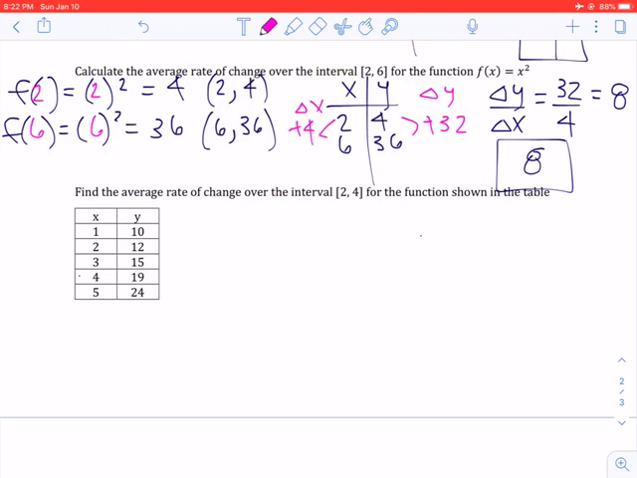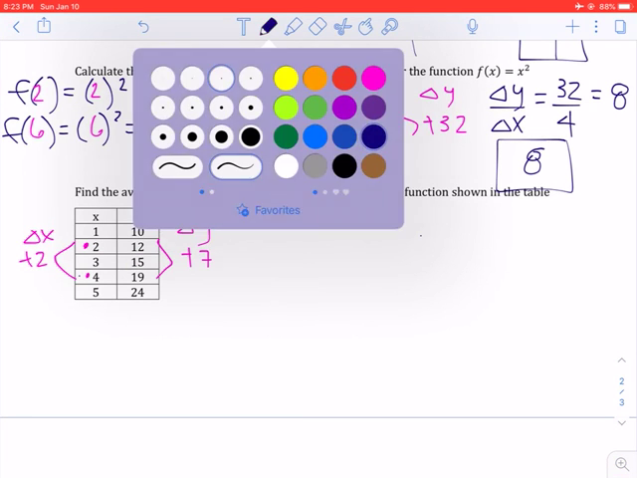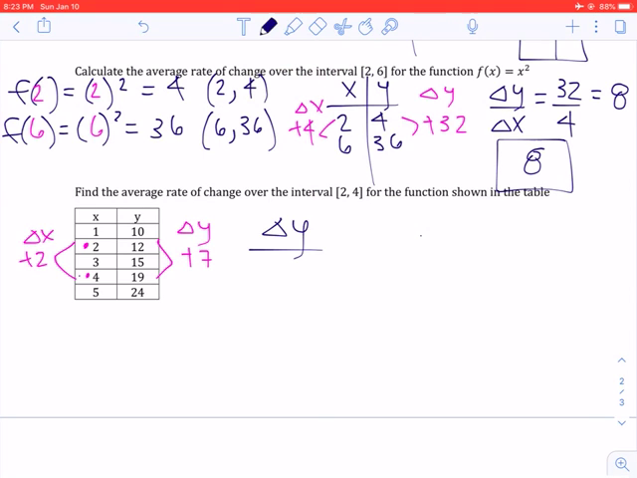So we care about our x coordinates being 2 and 4. To get from 2 to 4, the length of that interval is 2. And then I don't care really what's happening there. I care that I'm going from 12 to 19. That net change is that we're adding 7. And now we're ready to do, just like we have on every single one, delta y over delta x. 7 over 2.